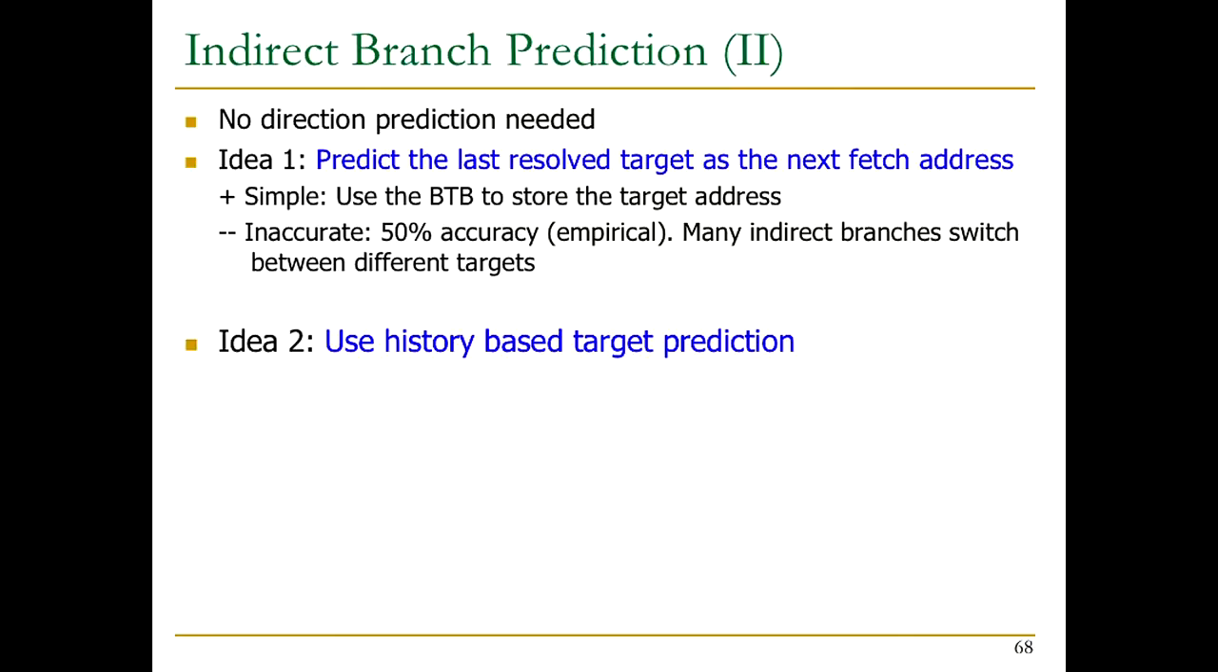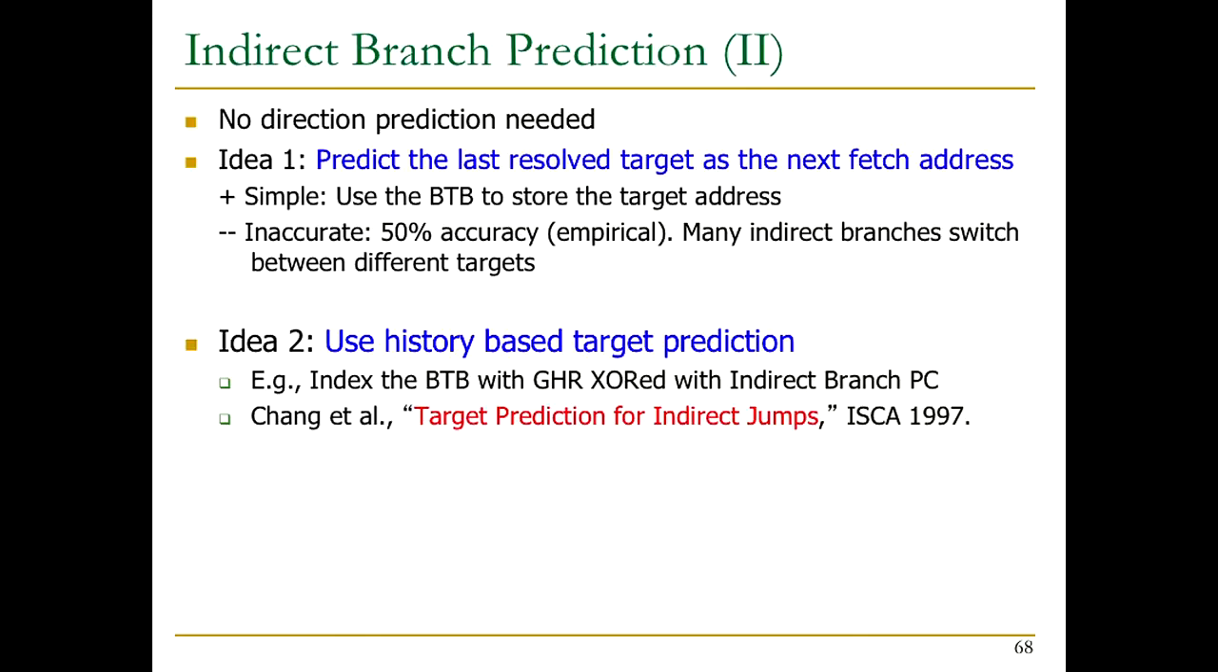One idea is history-based target prediction, based on how you come to execute this branch, or which branches you've executed to come to this indirect branch. You take a particular target, and it turns out this works better. You can index the BTB with the global history register XORed with the indirect branch PC, for example. And that's proposed in this paper. And it's much better, more accurate.